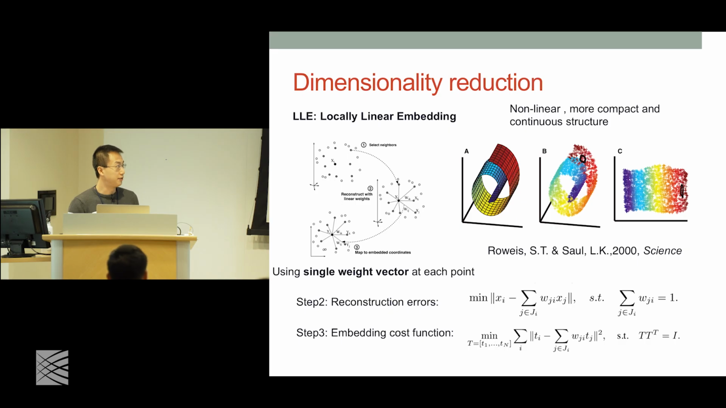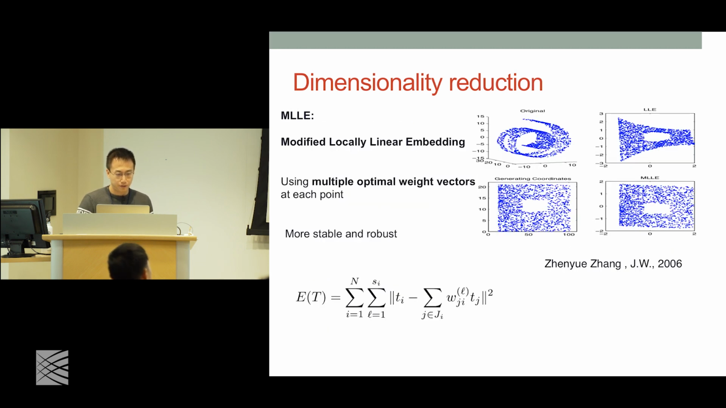Yeah, because in this case, if you use MDS, it tends to calculate all of the pairwise distances. It won't recover the nonlinear structure in the Swiss roll. LLE works well, but for the modified version of LLE, the biggest difference is that in LLE, for each point it's using a single weight vector, but for the modified LLE, for each point it's using multiple optimal weight vectors.